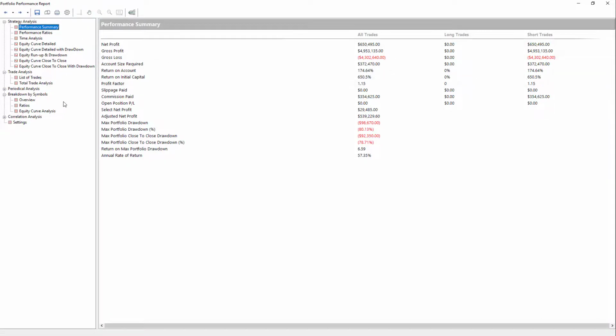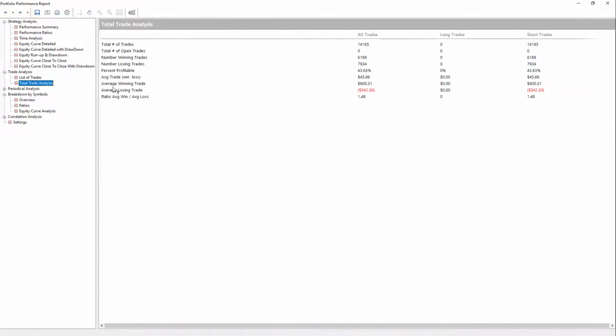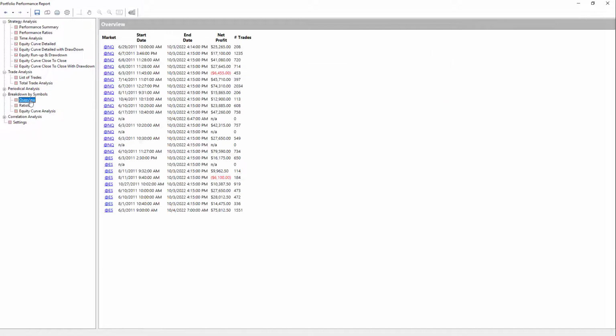We're going to look at the individual signals as well. I'm going to show you how to do that. If you run this report, you can then look at each trading system. And so short trade 650, 495, max drawdown 98, 670. And then we've already looked at this. I like to look at the total trade analysis to get the average trade profit. 14,185 trades, 45.68. And then we can look at the overview of both longs and shorts.